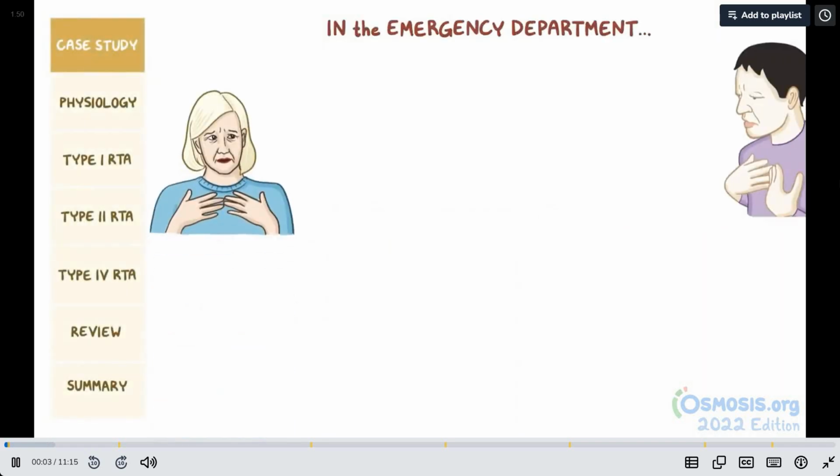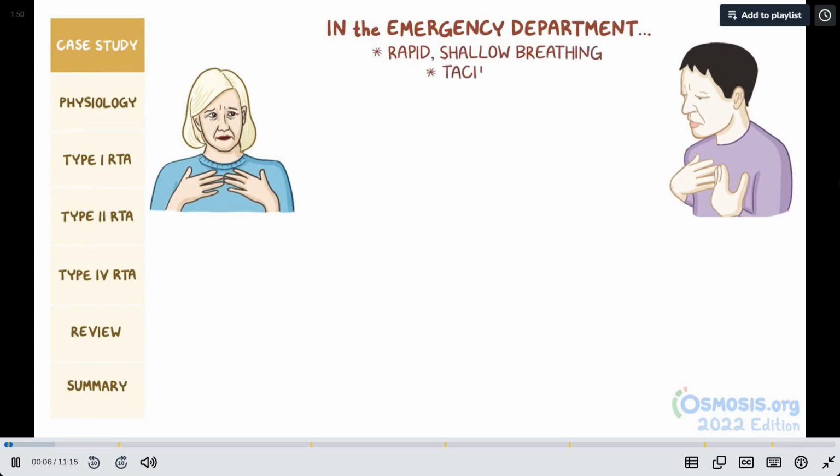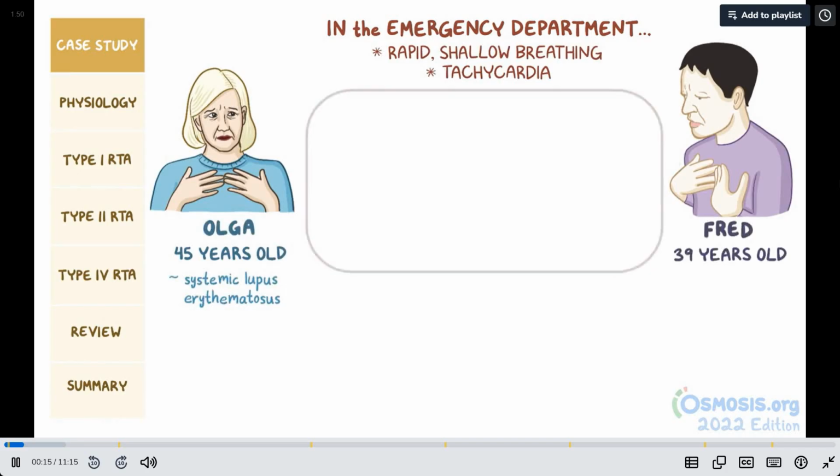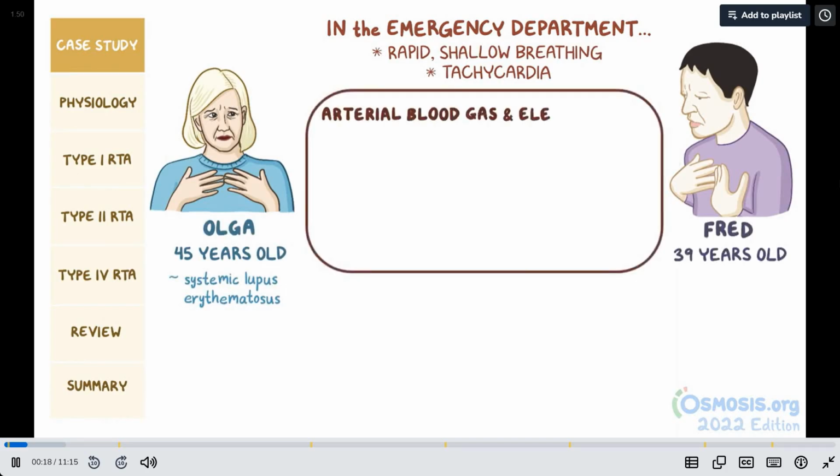In the emergency department, 2 people came in with rapid, shallow breathing and tachycardia. The first one is 45-year-old Olga, who also has systemic lupus erythematosus, and the second one is 39-year-old Fred. An arterial blood gas was taken, along with electrolytes.